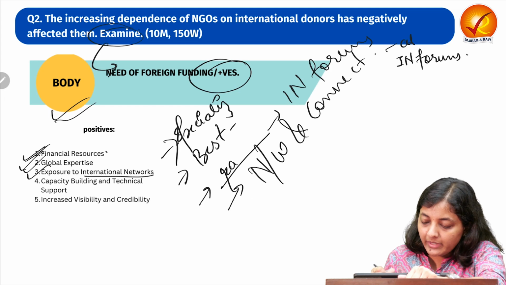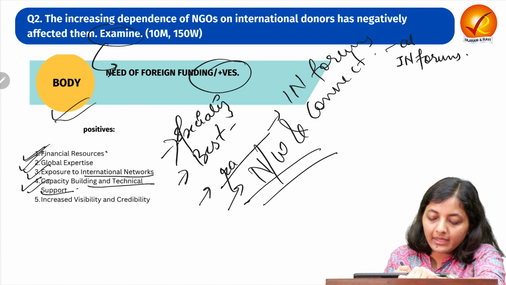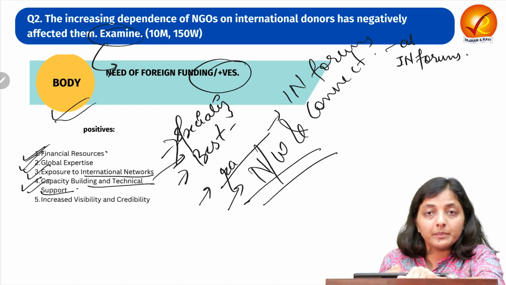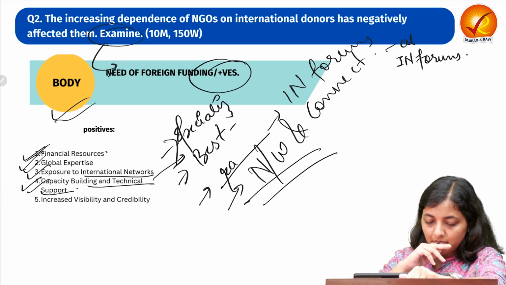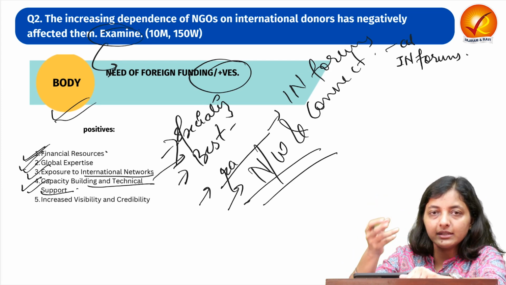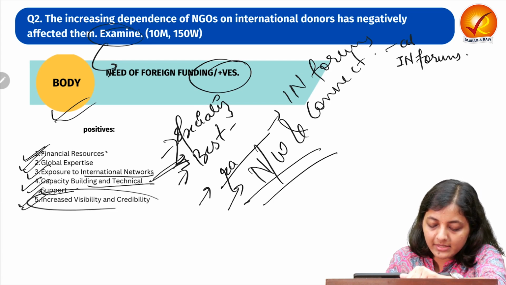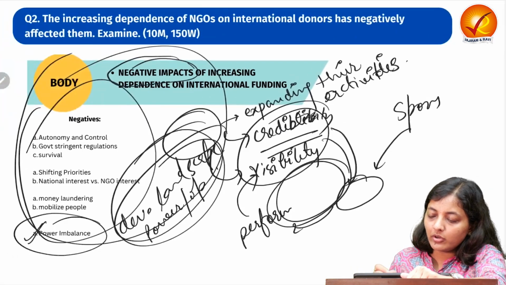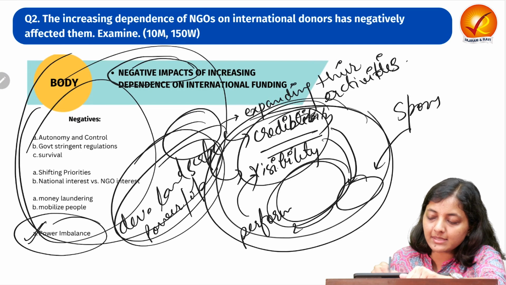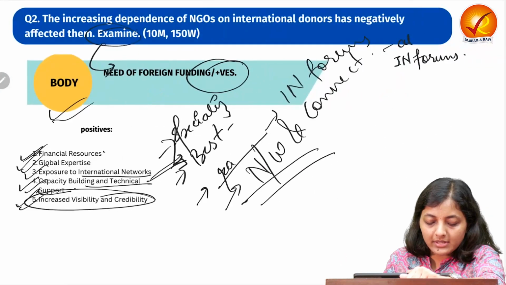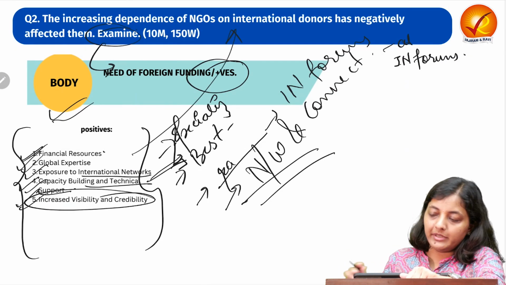Next is exposure to international networks, then capacity building and technical support. They can take advantage of the best practices and technological advancements that are going on in other countries. They can explore that. Next comes increased visibility and credibility. We have already discussed here that this cycle is created. So these are some positive aspects with respect to NGOs and foreign funding.